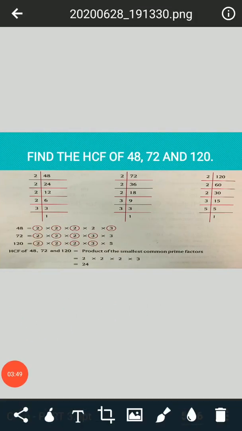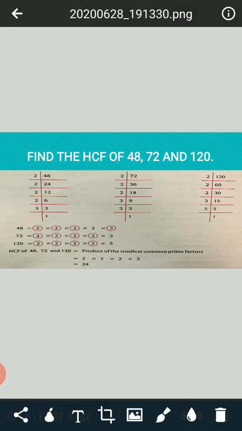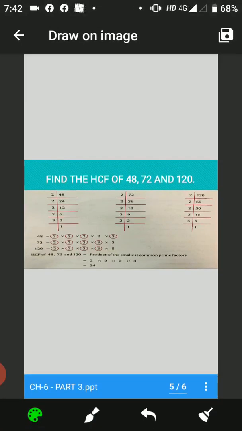Now we find the highest common factor of 48, 72 and 120. Clear? Firstly students, we will find it for 48. As I told you earlier, when you want to find the prime factors of a bigger number, you divide that number by the divisor. So the divisor here is 2. So 48 divided by 2, what comes? 24. So I have written here 24. Clear? Then 24 we will divide by 2 again. So when I divide 24 by 2, I get 12.